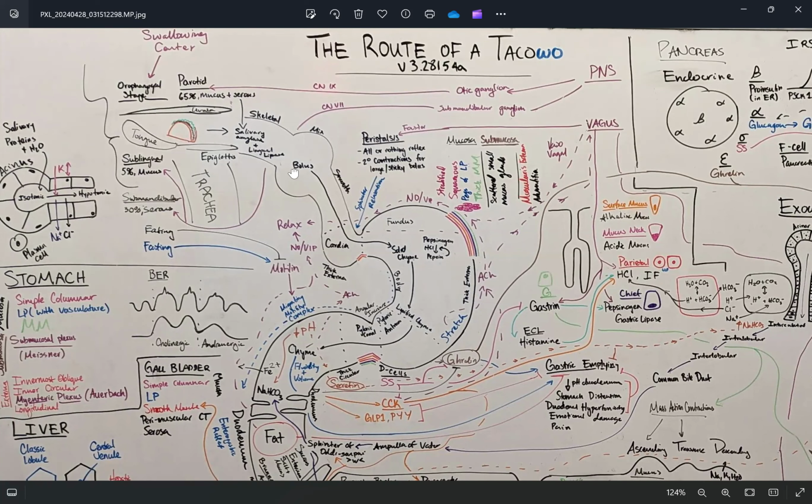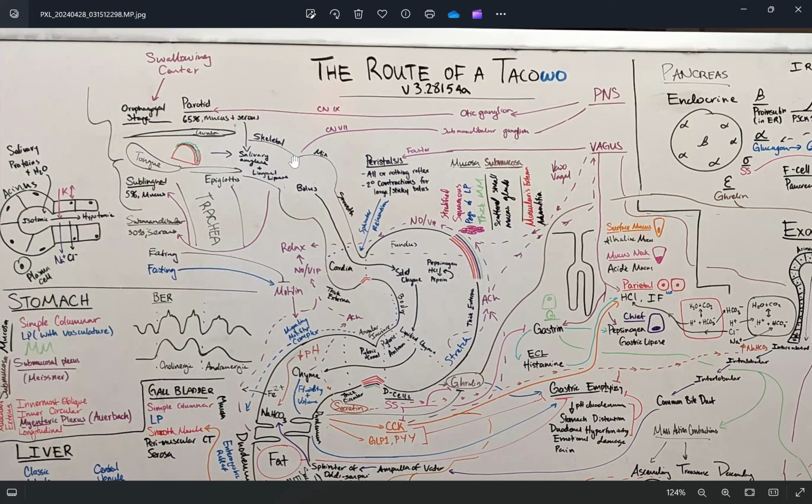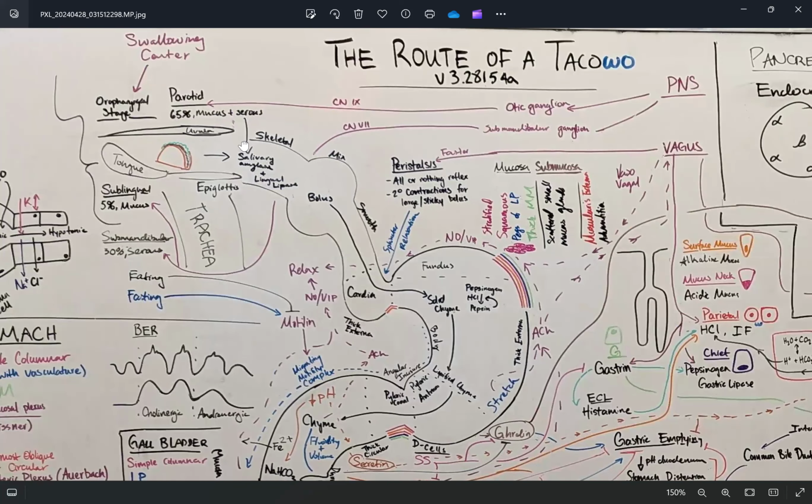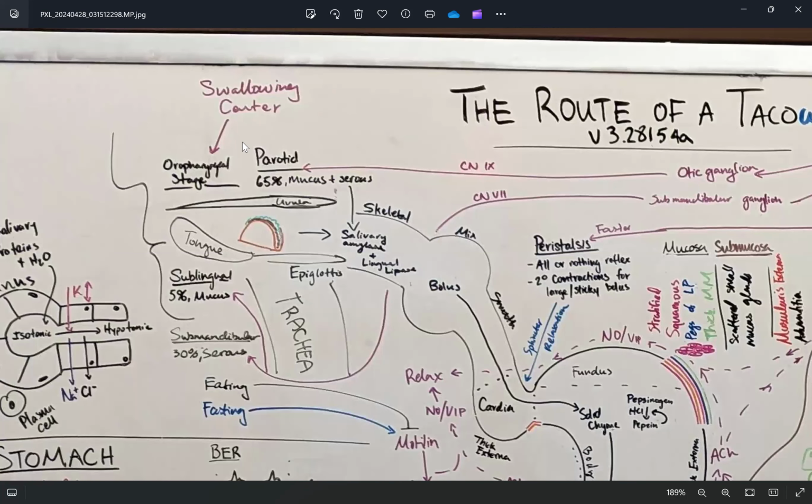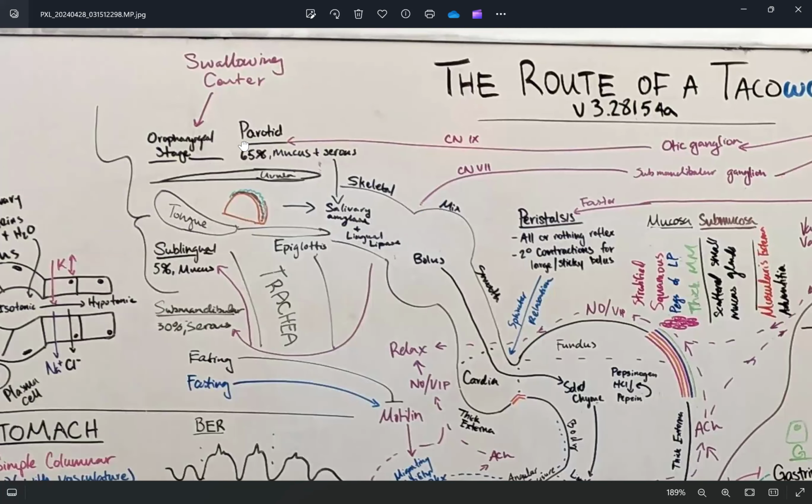So, the route of a taco. You start at the mouth. You have your taco in your mouth, you're eating it. How does it get to your stomach? You start with swallowing, which has two different phases or stages.